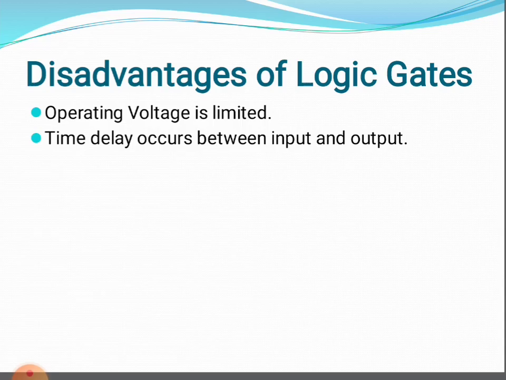Disadvantages of logic gates. First is operating voltage is limited. Second is time delay occurs between input and output. The disadvantages of logic gates are that operating voltage is limited, and second, time delay occurs between input and output. These are the two disadvantages of logic gates.